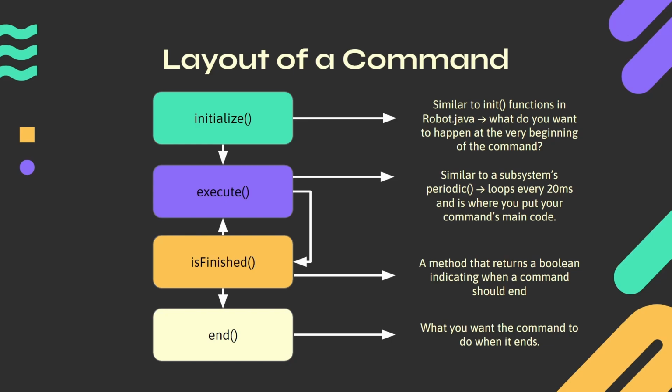Then we go to execute. This is similar to a subsystem's periodic loop. Every 20 milliseconds, this execute loop will repeat continuously. And every time execute runs, it's going to call the isFinished method. isFinished is a method that returns a Boolean indicating when the command should end. For example, let's say I want a shooter to spin at 5,000 revolutions per minute, or RPM, and I want my shooter to stop once I hit that 5,000. So I would put the logic that checks, is my motor at 5,000 RPM? If so, return true because I want the command to end. That's what isFinished is responsible for.